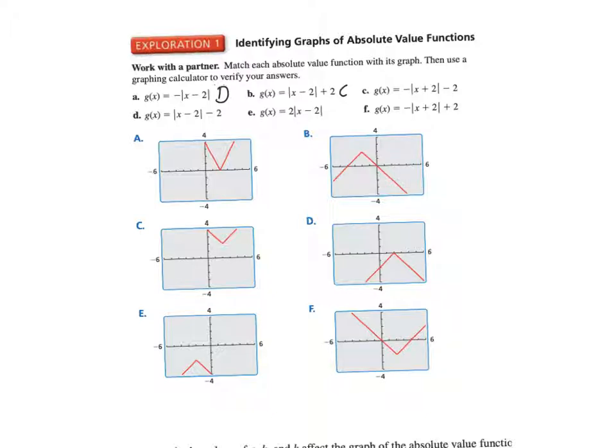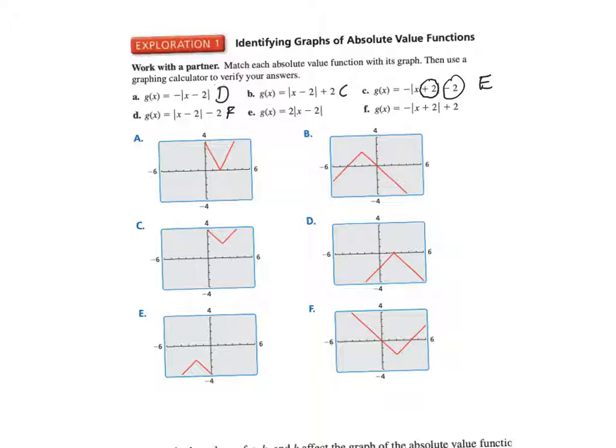What's happening with that one is that the plus 2 means left 2, down 2, and flip it. And that's E, right? And D, what's the transformation here? What happens to the graph? It's going to go down 2 and to the right 2. So a graph that is down 2 and to the right 2 looks like what? It looks like F, right? Trickier one. And then E.